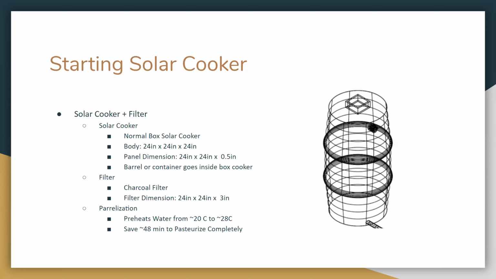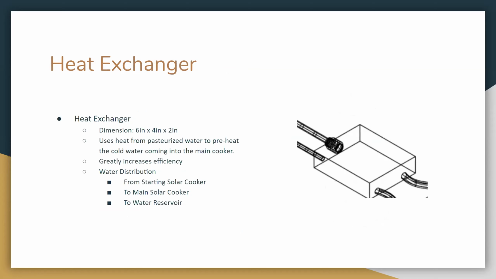For the filter, the filter dimension is also 24 inch by 24 inch by 3 inch. Pasteurization: preheat water from 20 Celsius to 28 Celsius and save around 48 minutes to pasteurize.